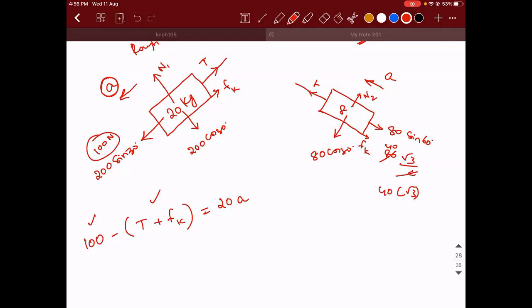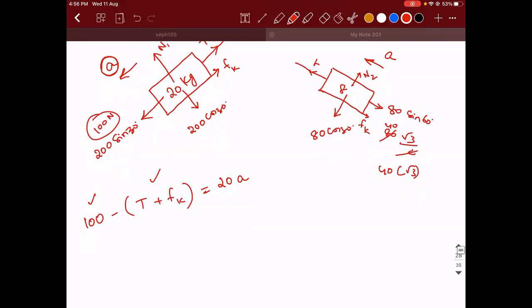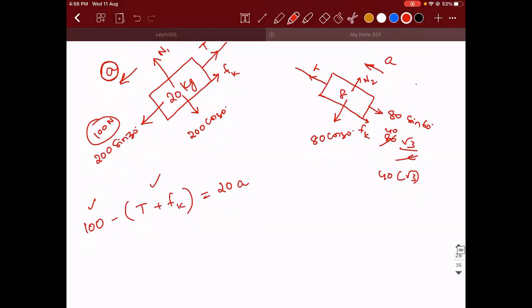Guys, tell me for the second one. Sir? For this one, how to write the equation? Sir, in the second one, sir, the object is accelerating in this direction. Oh, okay, sir. Okay. So tell me, T.